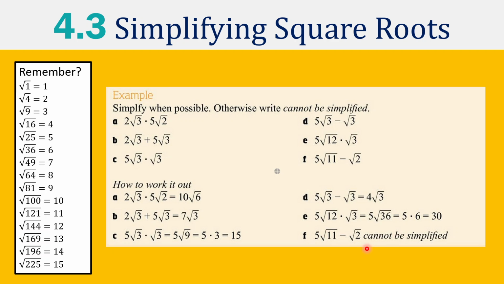And I already spoiled the last one. The last one cannot be simplified. Why not? It's a subtraction, and root 11 and root 2 are not like, and then you cannot simplify. Okay? Please practice this, do your homework, and if you have any questions, feel free to ask. Good luck!